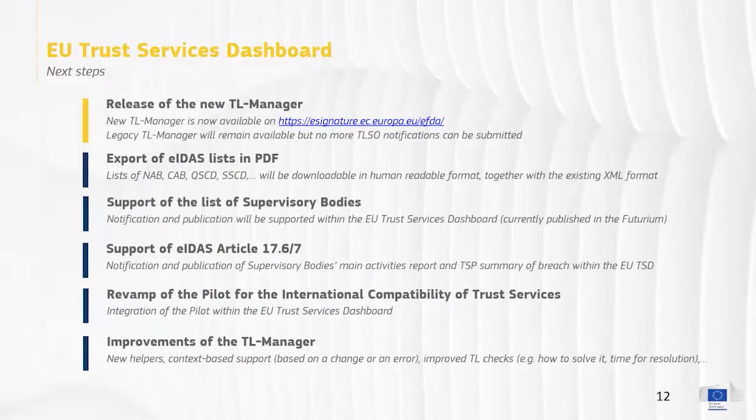There are also some discussions to support articles 17.6 and 17.7 of eIDAS. So the notification and the publication of the supervisory body's main activities, report, and the TSP summary of breach in the E-Utra service dashboard. It may not be publicly available, but just shared to the member state representatives.